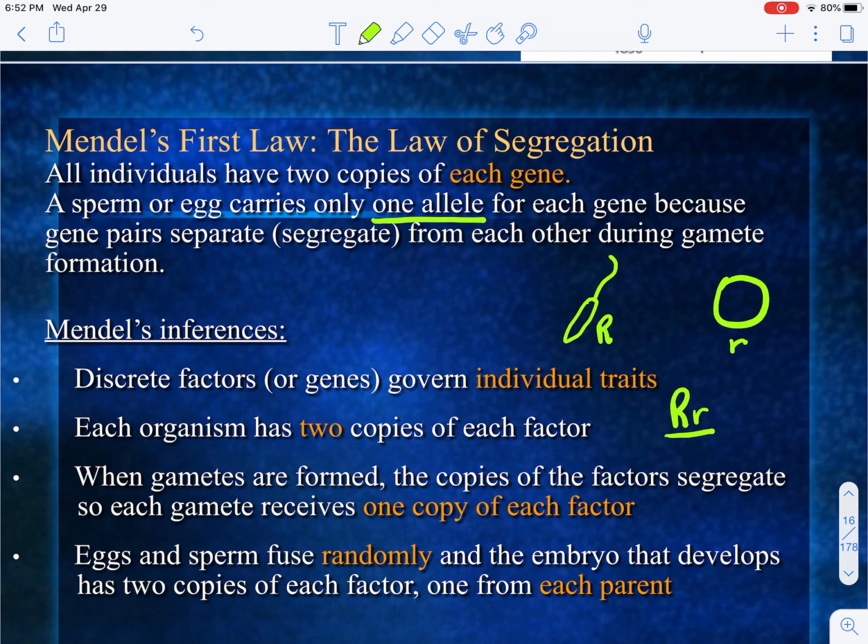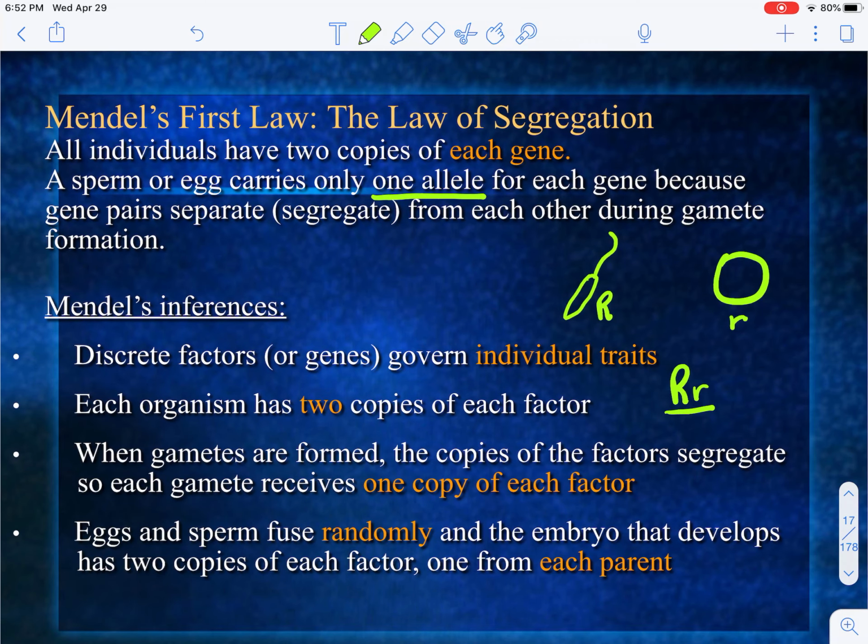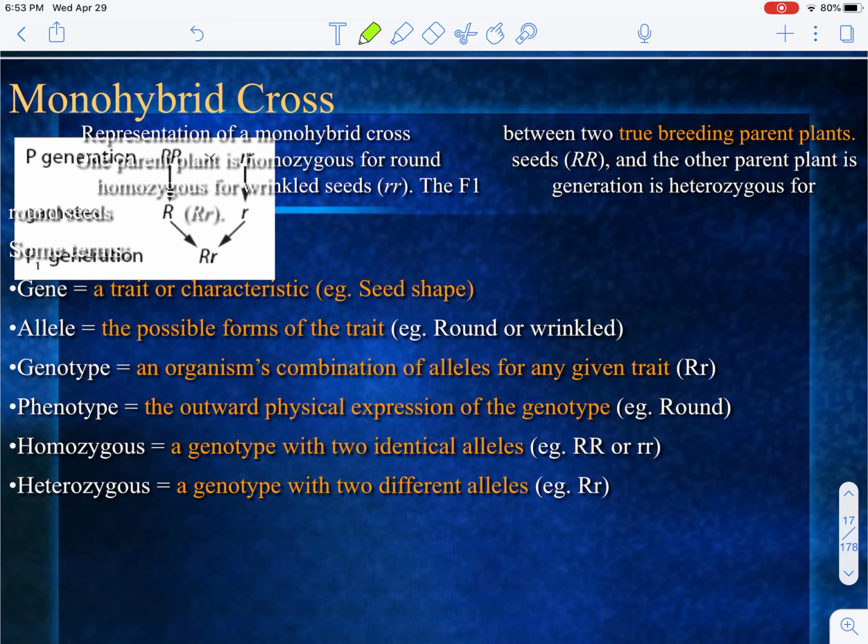And so when this new zygote is formed, the genetic makeup for that particular trait would be heterozygous, and this idea of segregation just means that whatever the parent had, those genes will separate when gametes are formed. So there ends up being only one allele in each gamete for each trait.